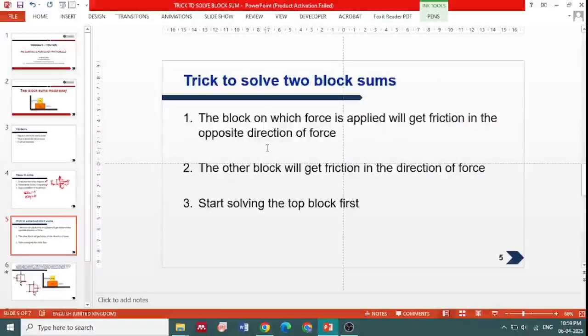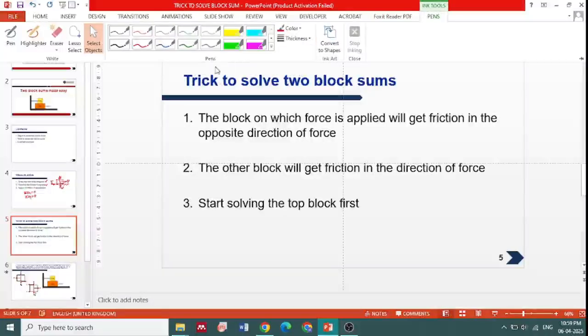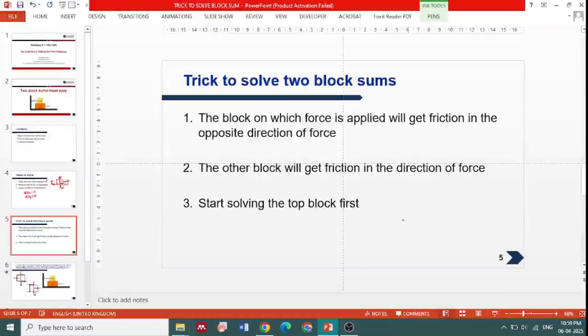Let us move further. Let us see the tricks to solve two block sums. The first and most confusing thing when we come to a two block sum is this. Let us take an example so that we can understand it more clearly. We have a surface which is rough, and we have one block, and over it we have one more block resting, and a force P is acting on the lower block.